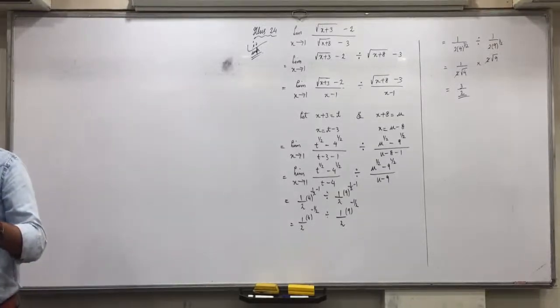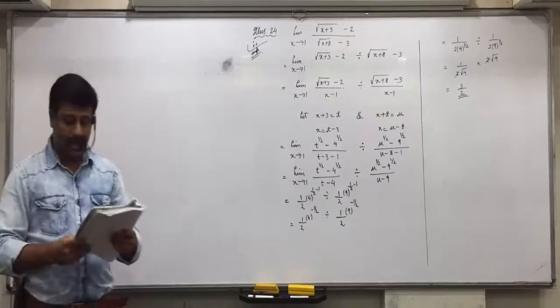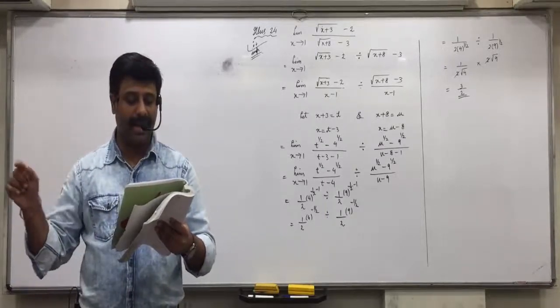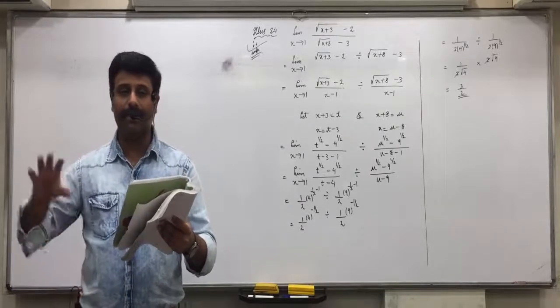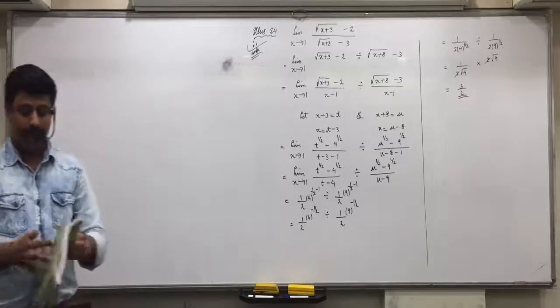X plus 1 you will take as t. So root of t minus 1, nth root means raised to the power 1 by n, upon x. So x will also become t minus 1. Is everyone clear with this? And then 1 raised to anything is 1. So 1 by n would be the answer.